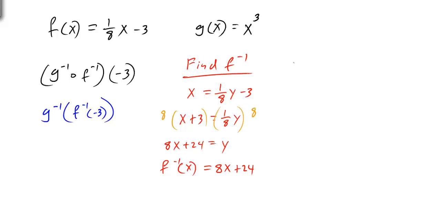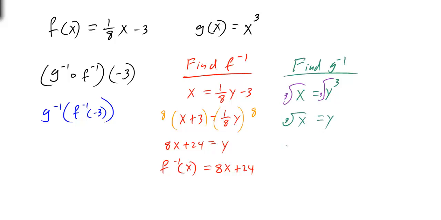All right, next we need to find the inverse of g. So we're going to do the same thing. Again, g of x is our y, so we're going to make that x equals y cubed. And now in order to solve for y, we need to take the cube root of both sides. And in doing so, we have the cube root of x is equal to y. So that means the inverse of g is simply the cube root of x.